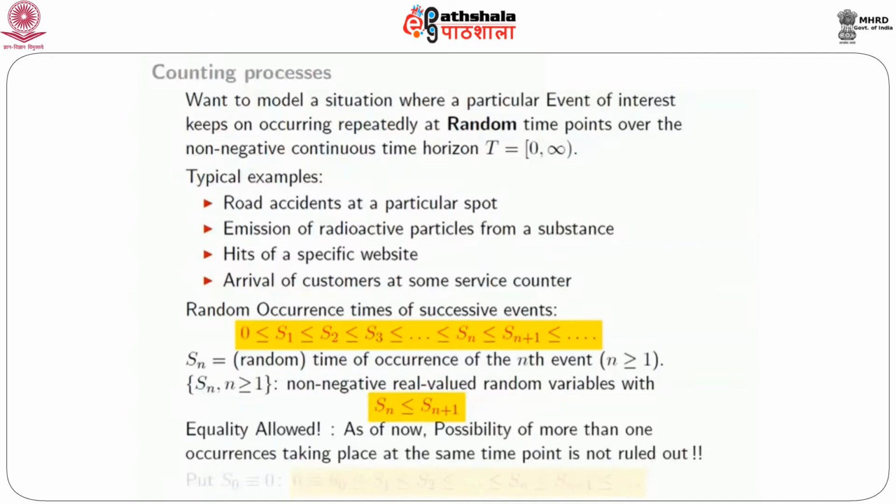But the important thing to notice is that at this point of time equality is allowed, which means that as of now we are not ruling out the possibility of more than one occurrence taking place at the same time point, which is why Sn could be allowed to be equal to Sn plus 1. That means the nth and the n plus first event may occur at the same time. For the sake of completeness, we'll put S0 to be identically 0. So, including S0 in that chain of inequalities, this is what we have: 0 equal to S0, less than or equal to S1, less than or equal to S2, etc.